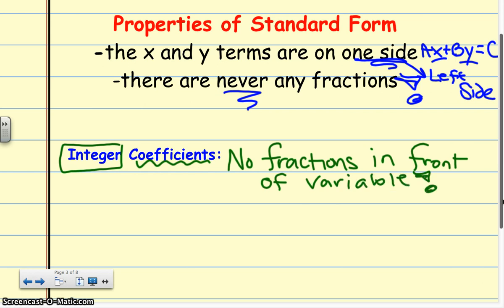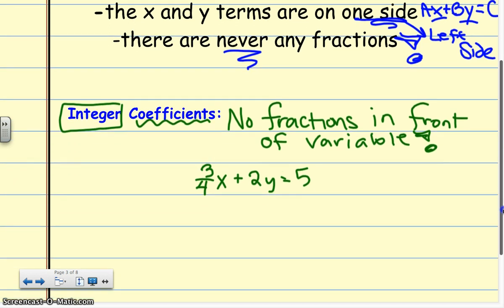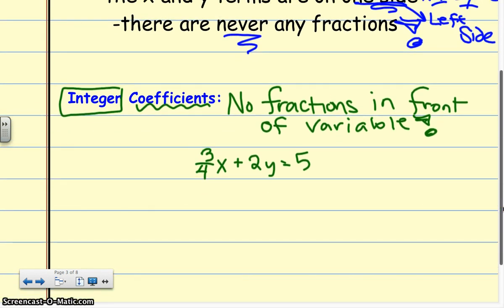Does anybody remember how to get rid of a fraction? If I had this 3/4 x, multiply by what? Multiply by 4. Reciprocal. Not recip. No, we don't want to. If we're solving, we multiply by the reciprocal. But if we want to get rid of a fraction, we just multiply by the denominator. Okay, so if I said rewrite this with integer coefficients, that means get rid of any fraction.